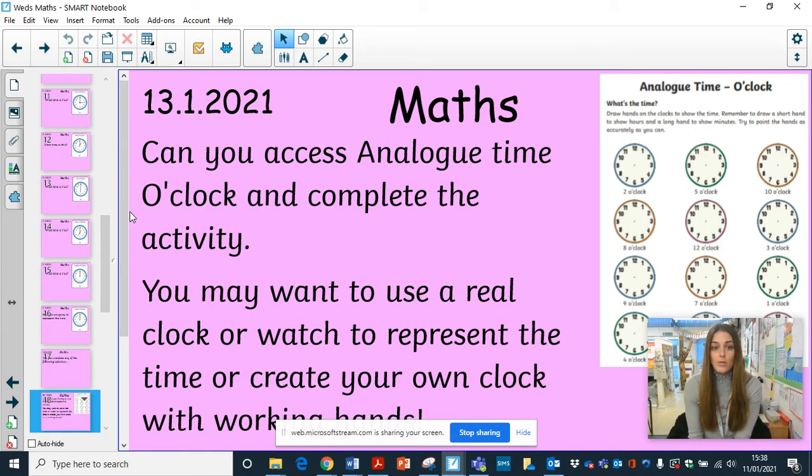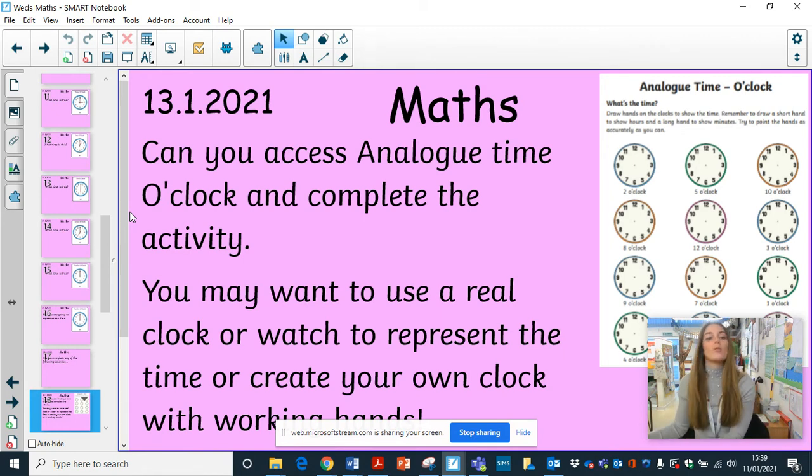You can do that activity and draw the hands on the clock, or you may want to use a real clock or watch and represent the time on that. Or if you wanted to, you can create your own clock, create your own hands on the clock, using split pins if you wanted to. There are options, it's up to you what you would like to do.